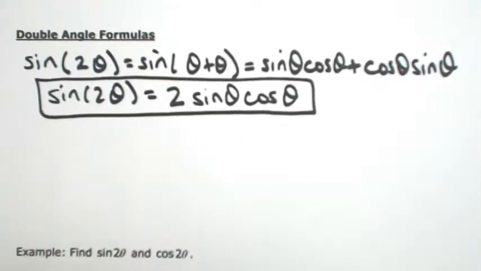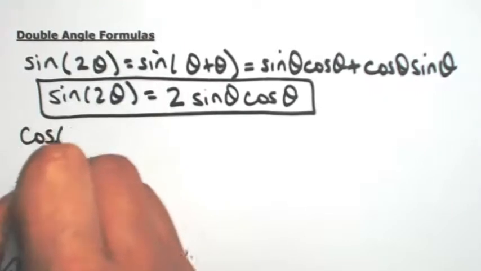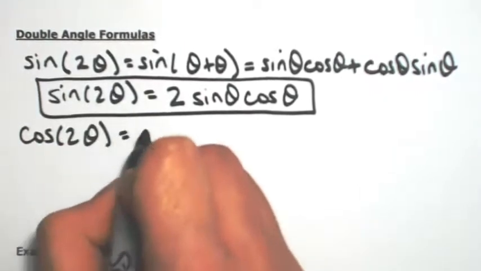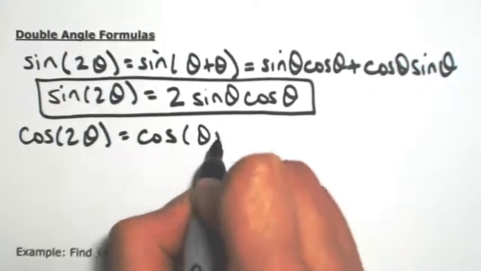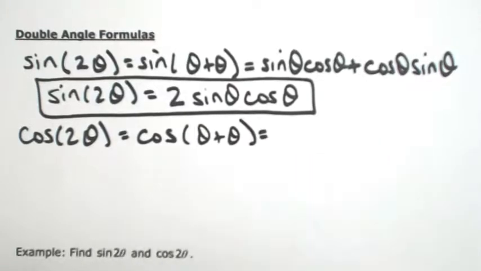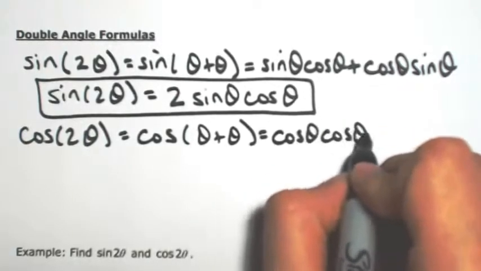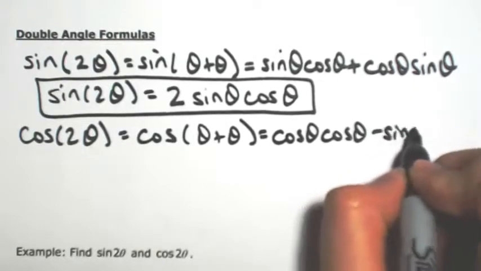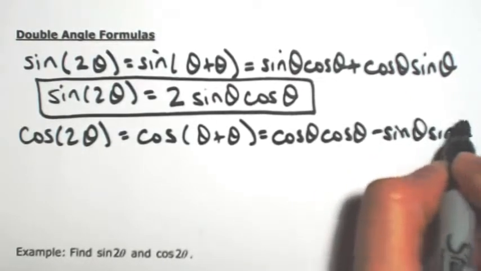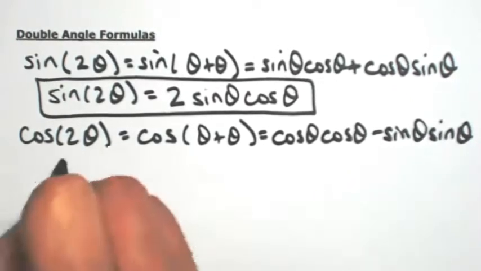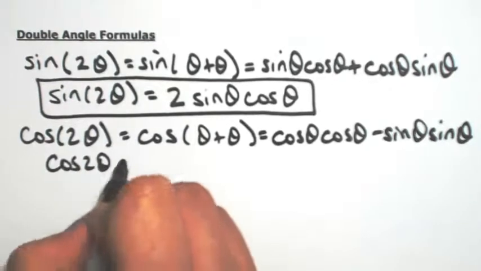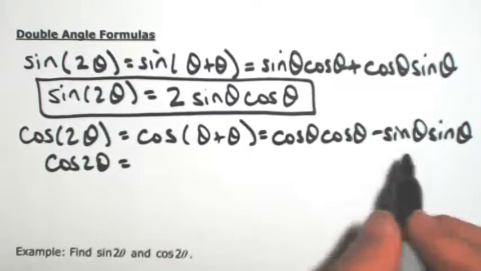Okay, we can do the same thing for cosine. So the cosine of a double angle is the same thing as cosine of theta plus theta. Expanding that out, cosine, cosine, sine, sine. So cosine, cosine, minus sine, sine. We find that the cosine of 2 theta is cosine squared theta minus sine squared theta.